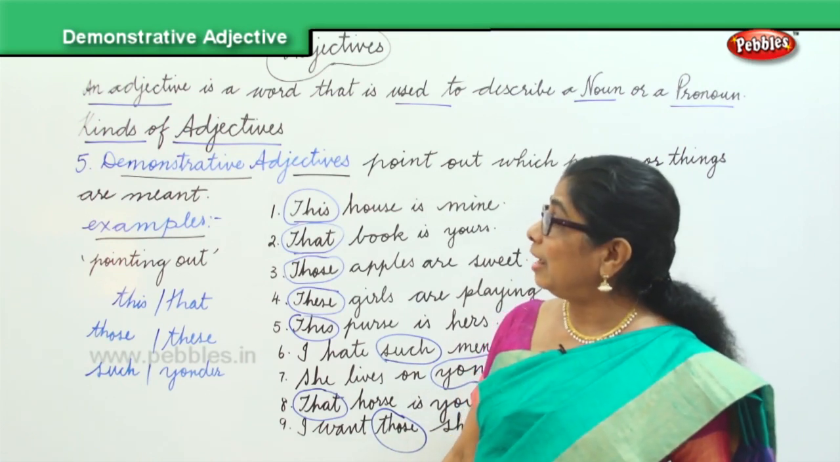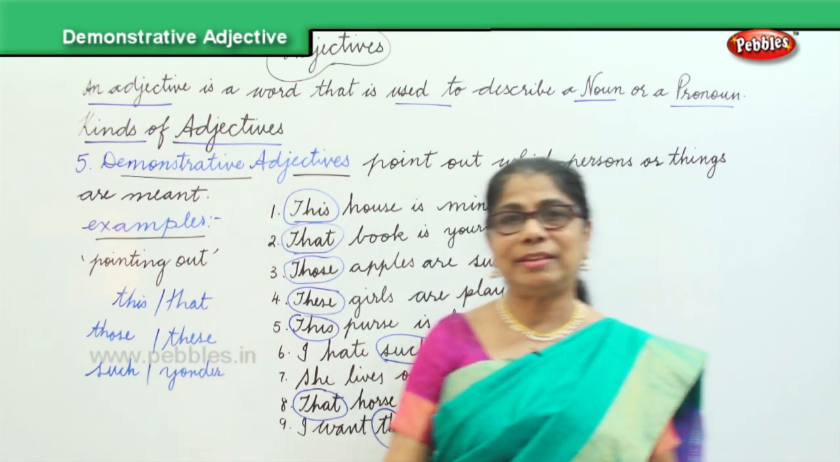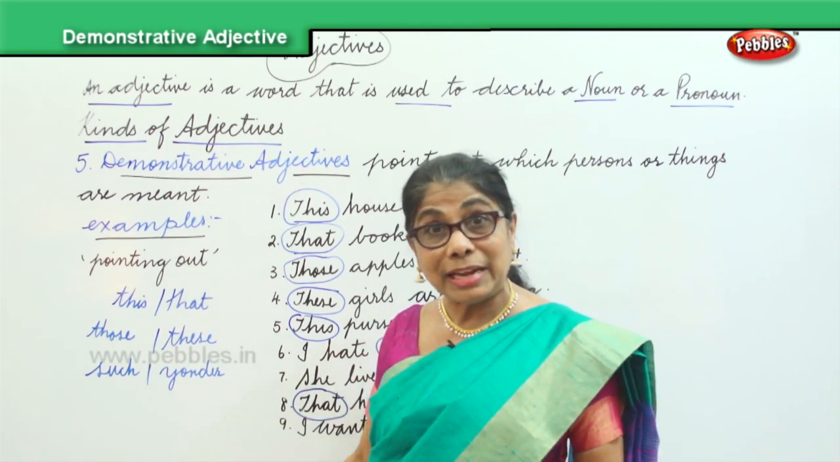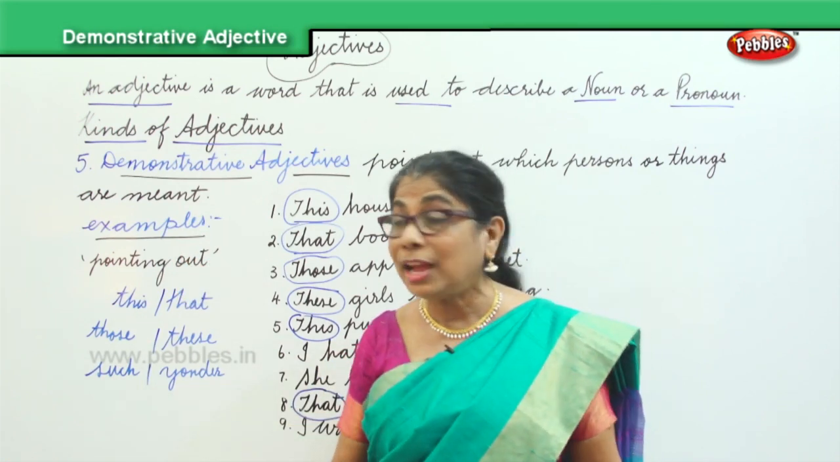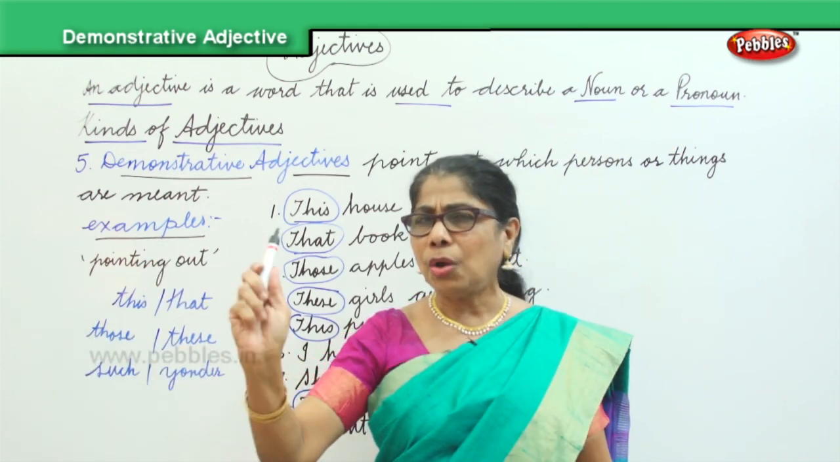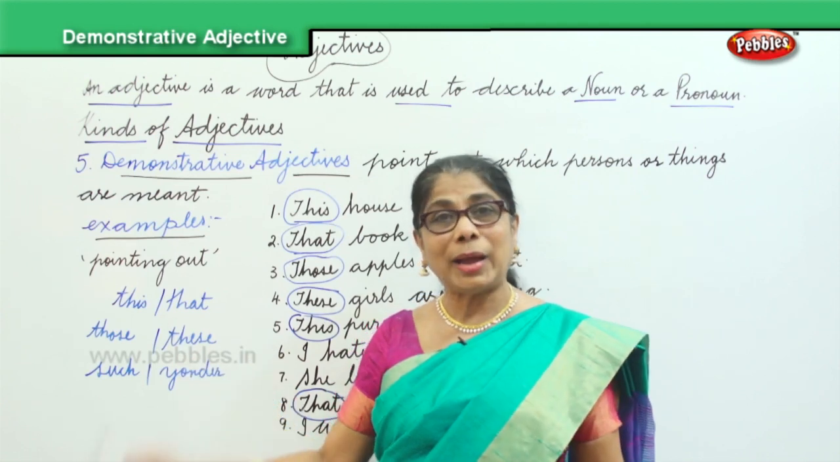So, we have done five different kinds of adjectives, and we have done demonstrative adjectives. How do we find out? A demonstrative adjective always points out a person or thing. So easy to identify.